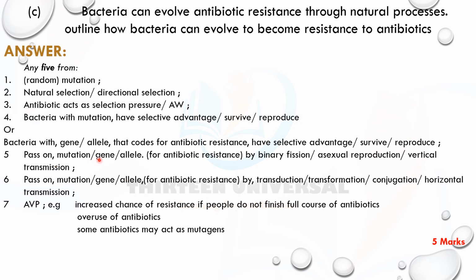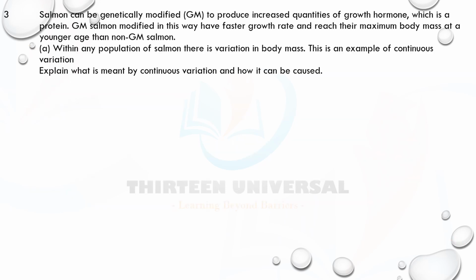They pass on this mutation or gene by binary fission, vertical transmission, or they can pass it by transduction, transformation, conjugation horizontally to other bacteria. So that increases the chance of resistance if people do not finish the course of antibiotics, or overuse antibiotics. Some antibiotics may act as a mutagen too. So please note this question comes out all the time. All right, let's go to the next question.